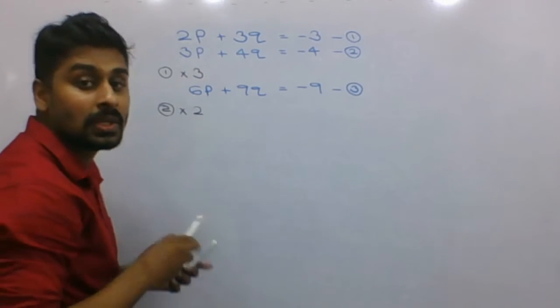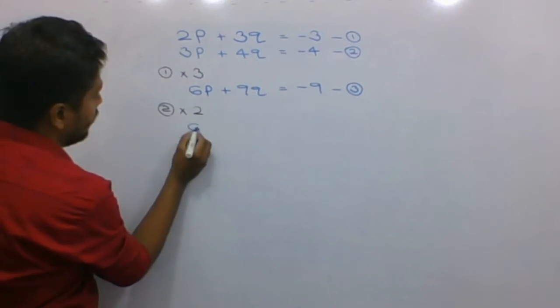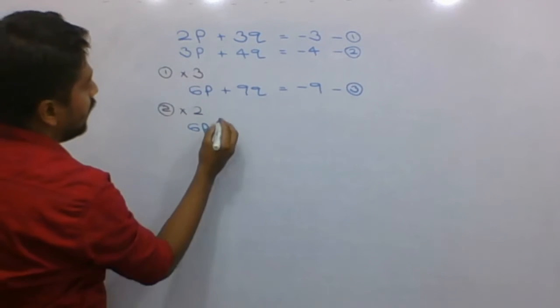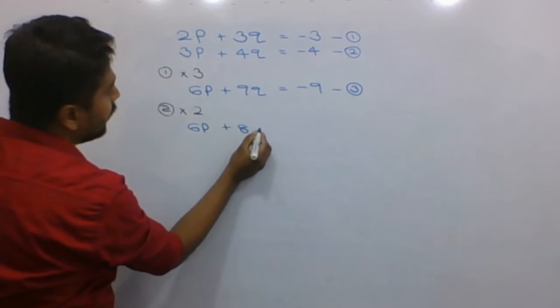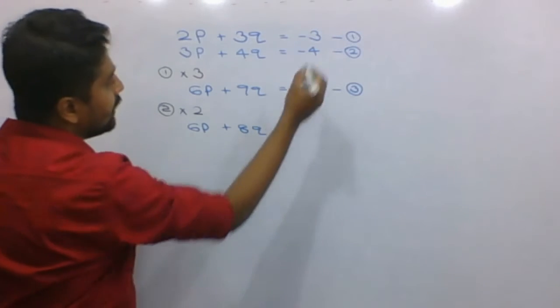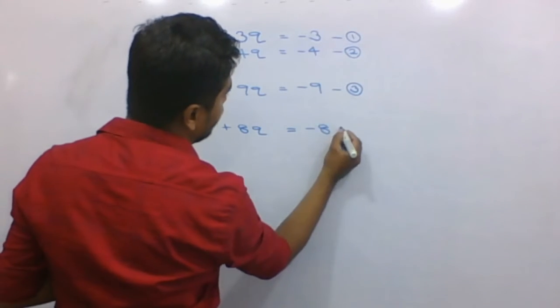So then what happened? So this becomes what? This becomes 6p, 8q, minus 8.